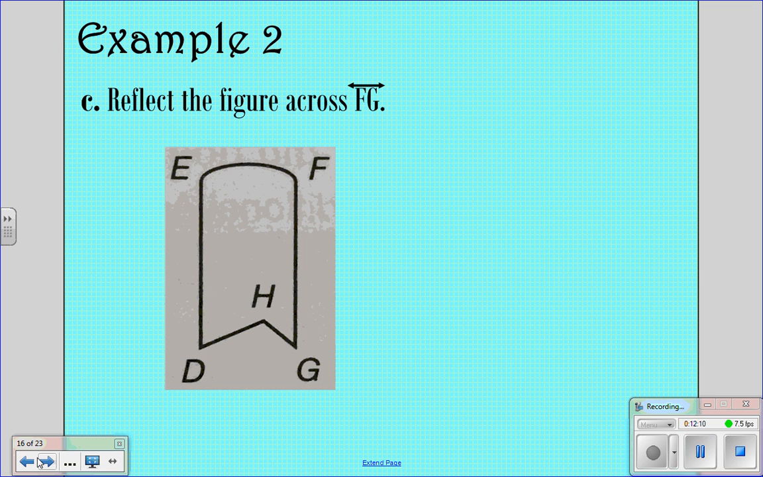Looking at this one, we want to reflect the figure across line FG. So this is one that people frequently get mixed up. This line right here, FG, we are going to draw it in. This is point F, and this is point G. So if you connect those two, you're going to have line FG. Okay, so there is line FG, and it gets reflected across that line. And so what's actually going to happen, F is going to be the same location as F prime.